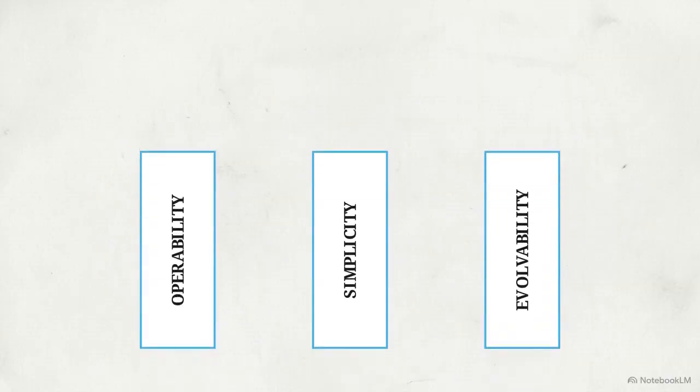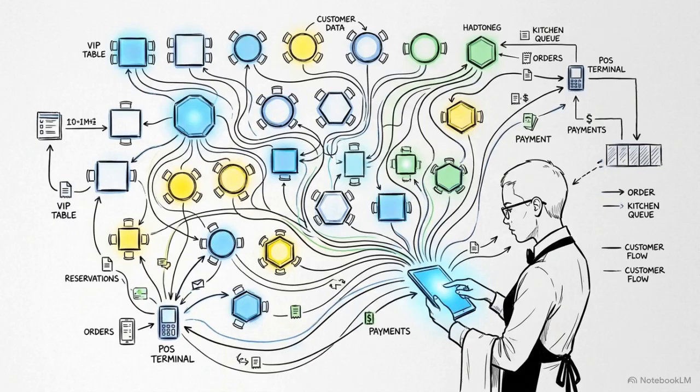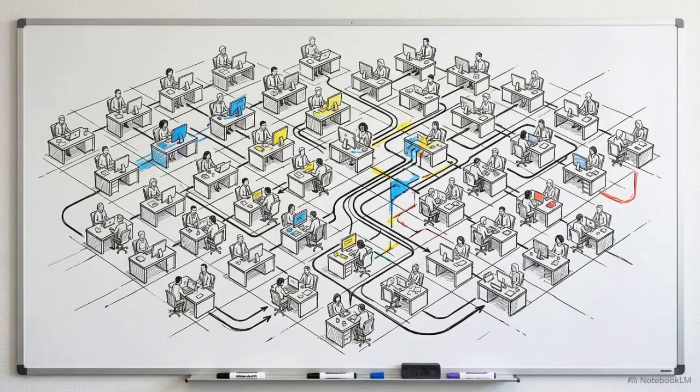By focusing on these 3 pillars, the team stabilized TableSnag. They turned a fragile system into a foundation that the business can actually rely on. Operability keeps the lights on, simplicity keeps the team sane, and evolvability keeps the business moving and staying competitive. The true cost of software lies in the years of ongoing work, not the initial launch.